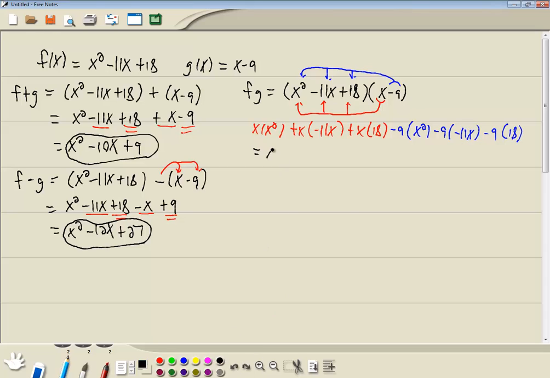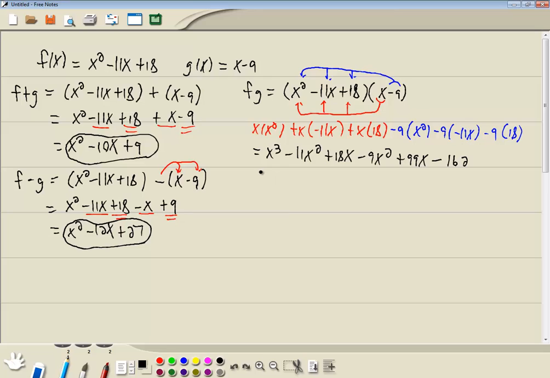Well, x times x squared is x to the third. X times negative 11x is negative 11x squared. X times 18 is 18x. Negative 9 times x squared is negative 9x squared. Negative 9 times negative 11x is positive 99x. And negative times positive is negative, and multiplying those together, 162, I believe.